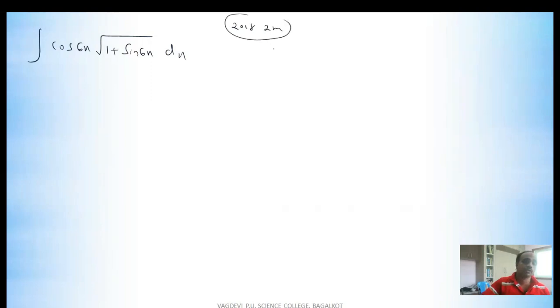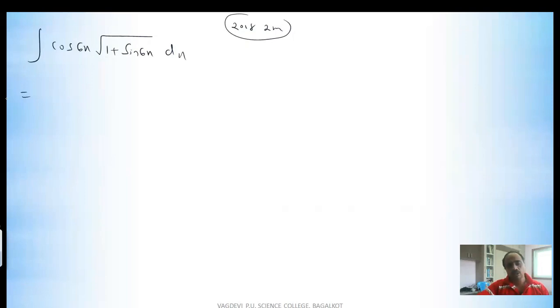Next question. Integration of cos 6x into square root of 1 plus sin 6x. This is a 2 marks question from 2018. Yes, that's right, Ranjita, from 2018 for 2 marks. Yes, obviously we cannot simplify it, root of 1 plus sine 6x.